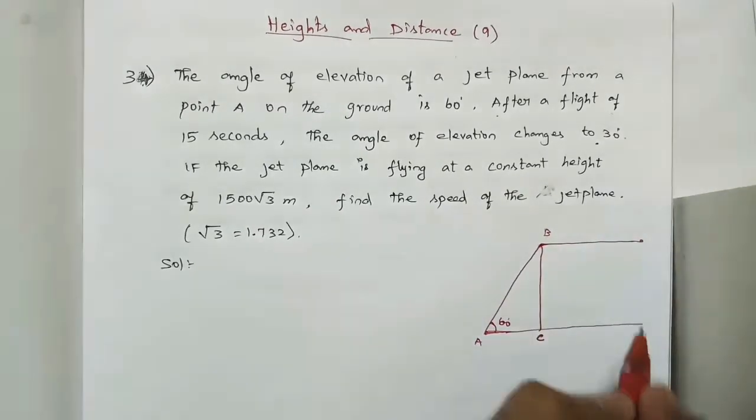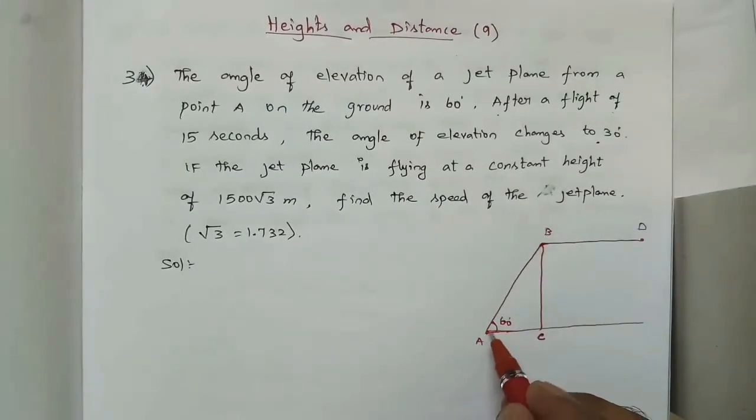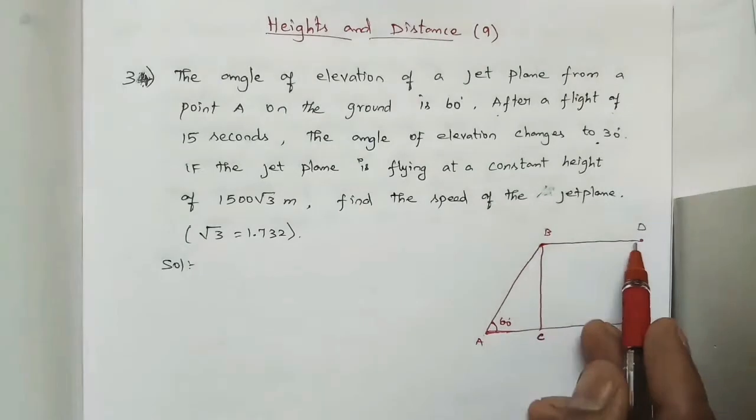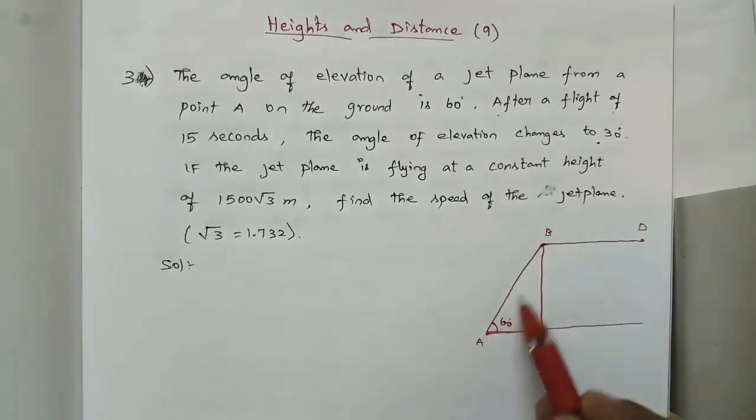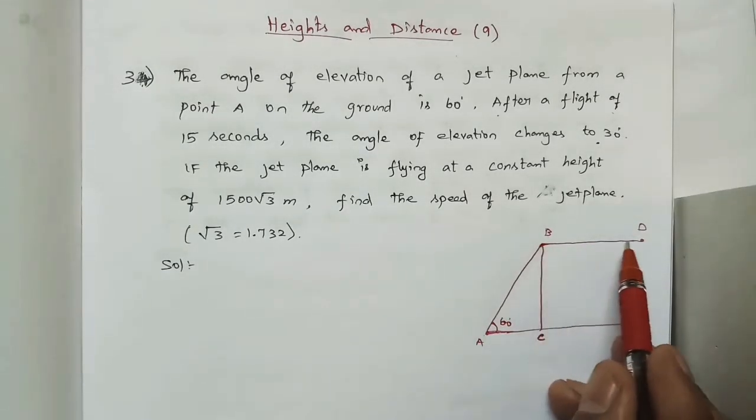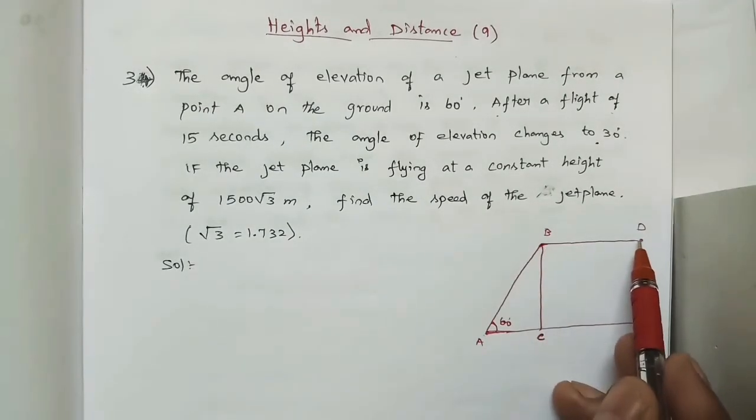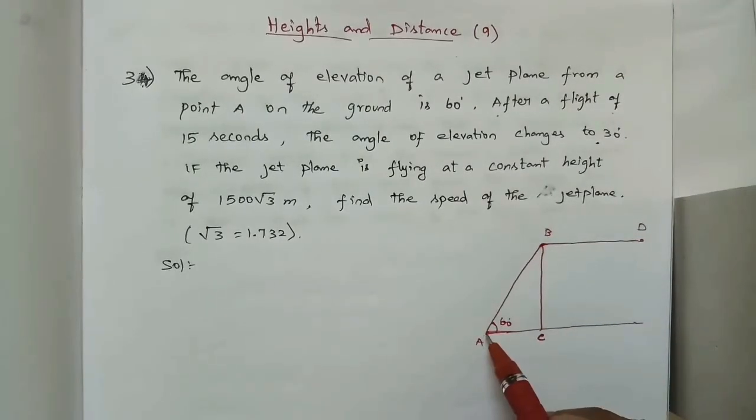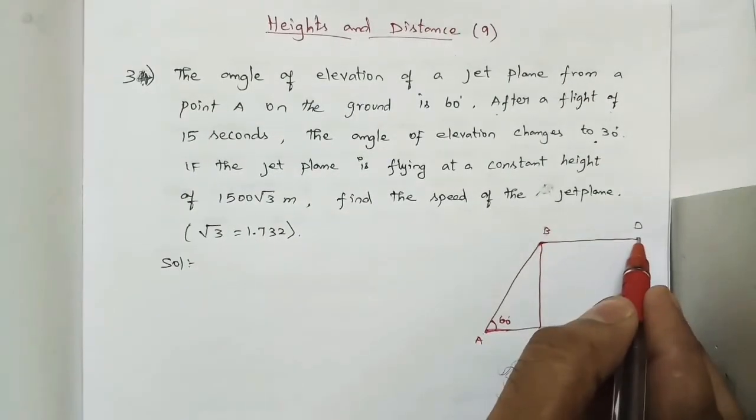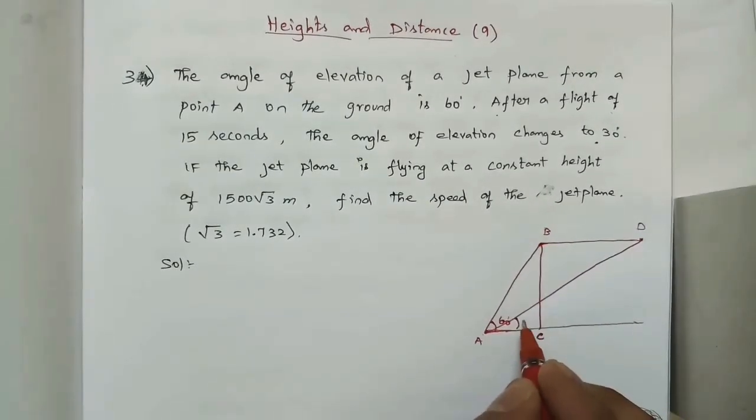And this is point D. The angle of elevation from the point A to D: first the angle of elevation of the jet plane is 60 degree. After 15 seconds it is moving at a constant height to the point D, and the angle of elevation is 30 degree. This is the horizontal line, and the line of sight is from point A to point D, where the angle is 30 degree.